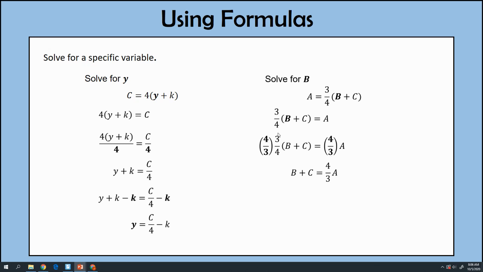Okay, so 4/3 times 3/4. The 4's cancel, the 3's cancel. It leaves me with 1 times the quantity of b plus c, which is b plus c. And on the right side, I multiplied a by 4/3, and I just left it that way, 4/3 times a. Now I want to get b isolated. It's got plus c, so I've got to get rid of that plus c. So how do I do it? I subtract c from both sides. c minus c is 0. So b, which we're solving for, equals 4/3 times a, minus c.